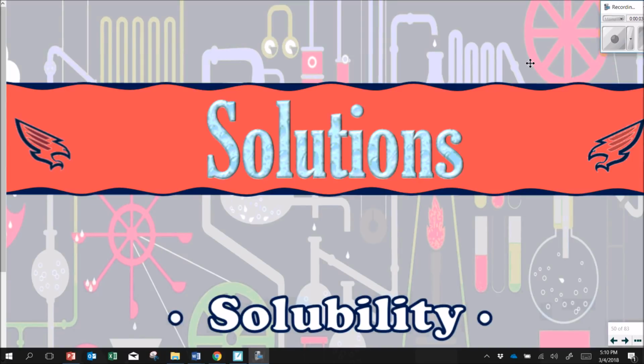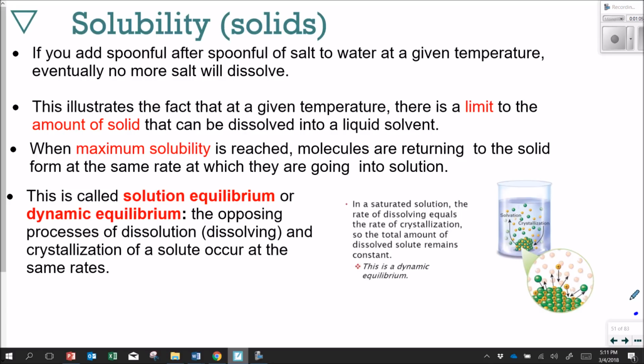Our fourth solutions video is over solubility and solubility graphs. If you add spoonful after spoonful of salt to water at a given temperature, eventually no more salt will dissolve. This illustrates the fact that at a given temperature, there is a limit to the amount of solid that can be dissolved into a liquid solvent.